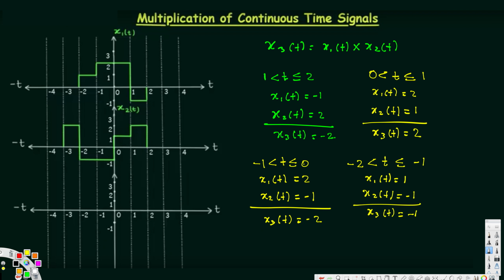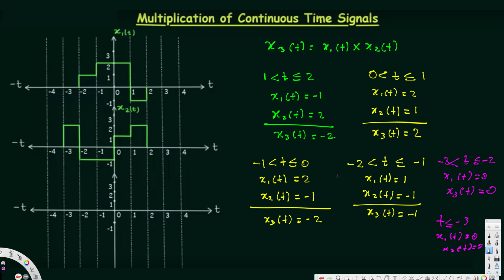And let's look at the next one, -3 to -2. So we can say t is greater than -3 and less than or equal to -2. In this interval x1 of t is equal to 0, and x3 of t is going to be 0 because it doesn't matter what value we have for x2 of t. If we multiply 0 by anything, that's going to give us 0. So this is 0, and also for t less than or equal to -3, x1 of t is equal to 0, and therefore x3 of t is equal to 0.